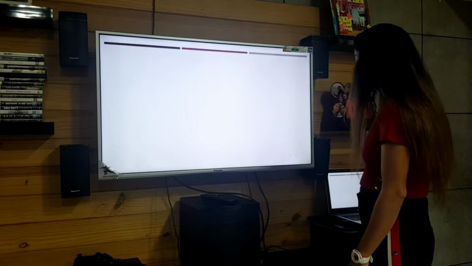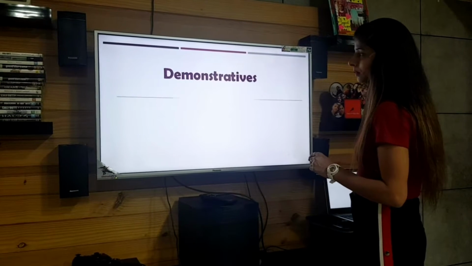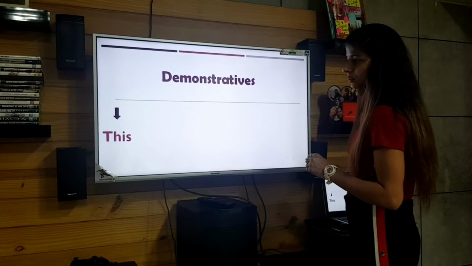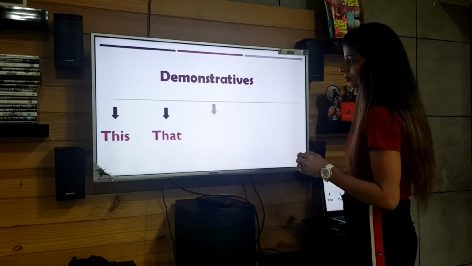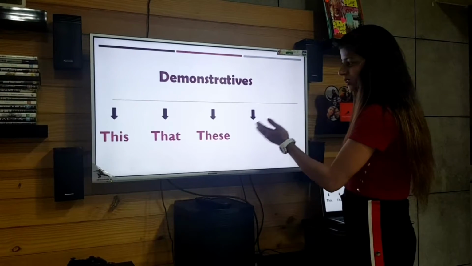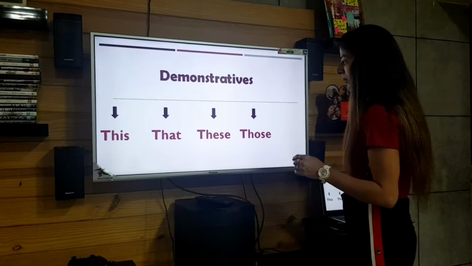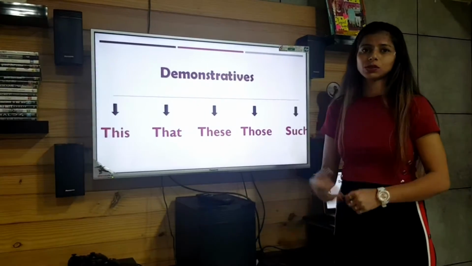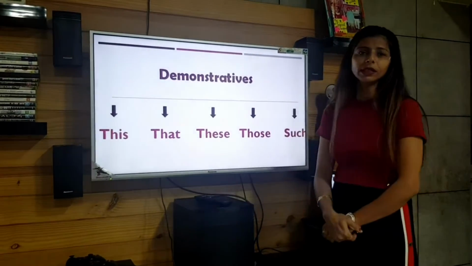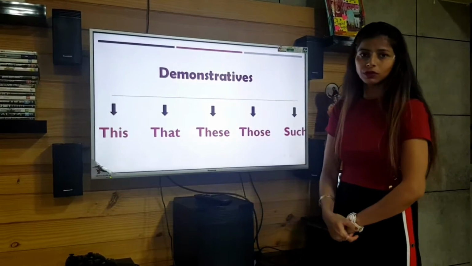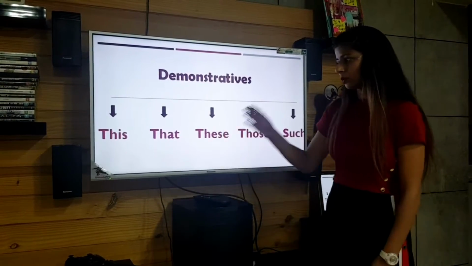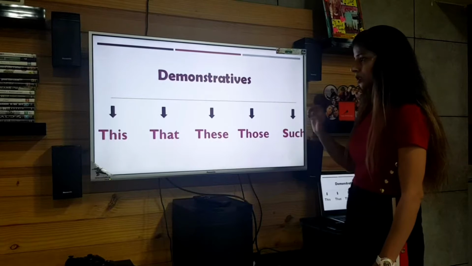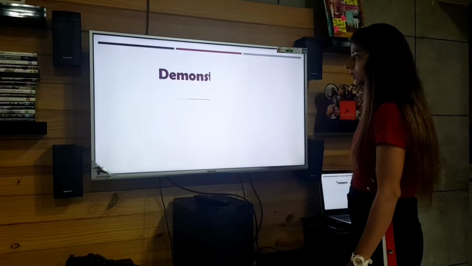Let's see. There are five demonstratives. One is this, another one is that, next are these and those. You must have been doing these from a very beginner level. Now another one I have added is such, which is also added in the category of demonstratives according to modern usage. These four are quite familiar to you, and this one is quite new. So let's talk about these in detail.